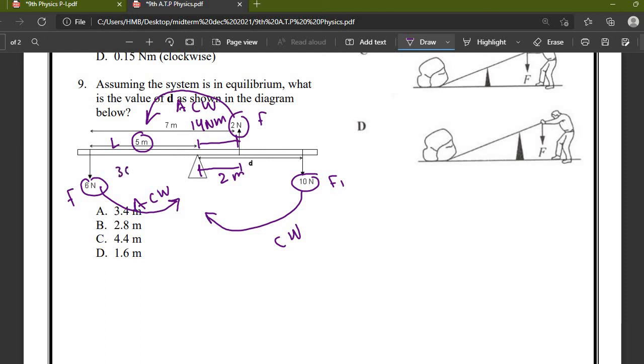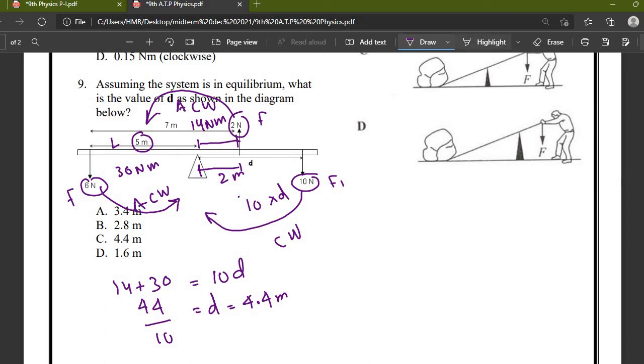6 fives are 30 Newton meter, and the clockwise torque will be equal to 10 multiplied by the distance, that is D. So let's add the anti-clockwise torques. 14 plus 30 will be equal to 10 multiplied by D. So 14 plus 30 is 44, divided by 10. So it will be equal to 4.4 meter. So our correct answer is option C.